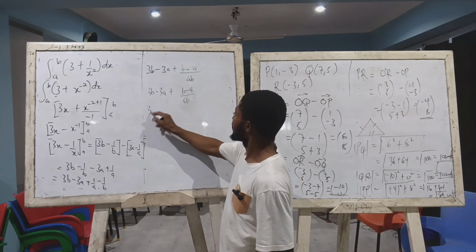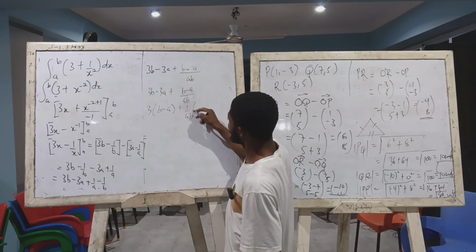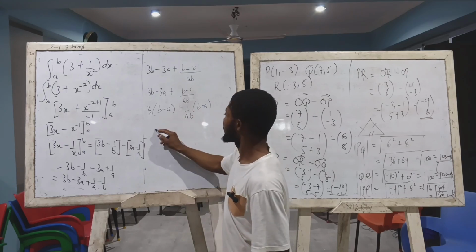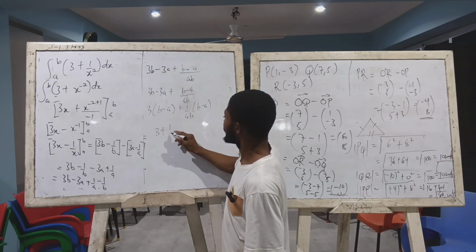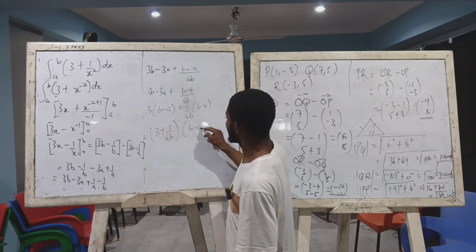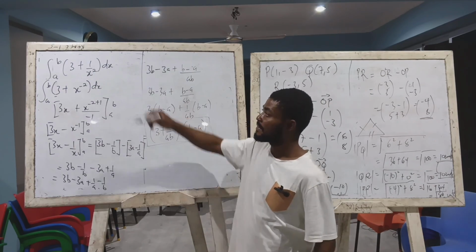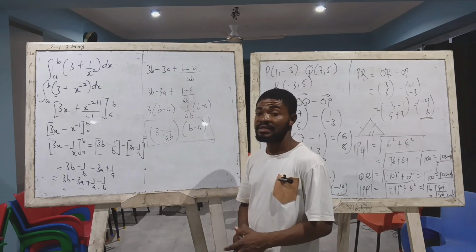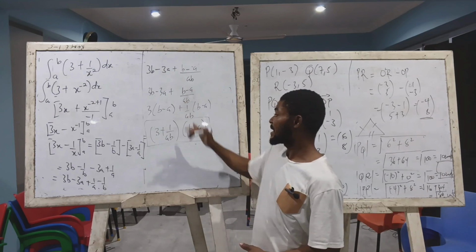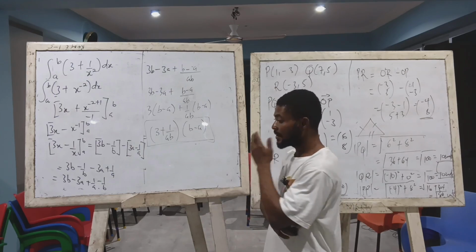Now 3 is common here, I have b minus a, plus 1 on ab also is common, I have b minus a as well. So since this and this are common, I can have this 3 plus 1 on ab in one bracket, and then b minus a in another bracket. And so when I integrate this, with the limits of integration given as a, the lower limit, and the upper limit b, I get 3 plus 1 on ab times b minus a.